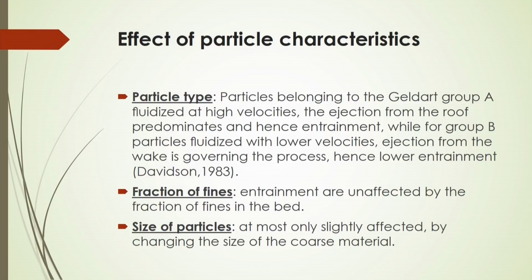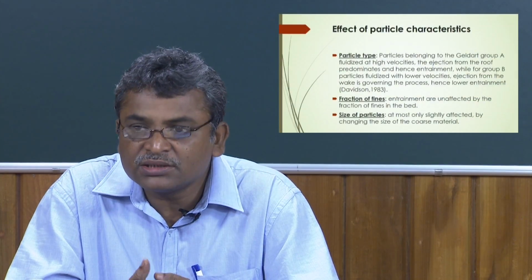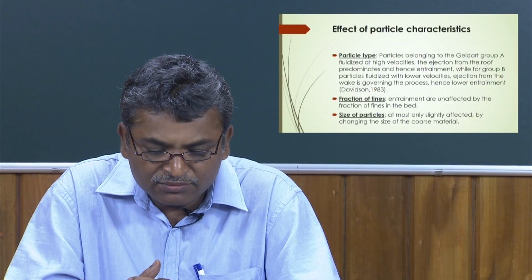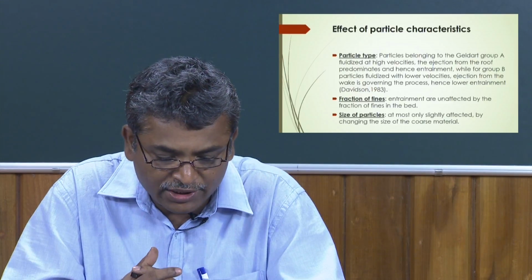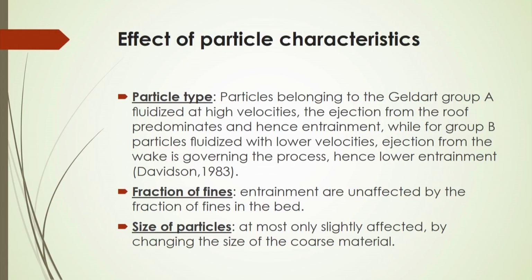Particle type: is there any effect of particle type? That means, if you are using sand particles or glass particles or some other coal particles, you can see that there will be some change in the entrainment rate. The particles belonging to the Geldart group A, of course that is size, fluidize at high velocity, and the ejection from the bubbles predominates, hence entrainment, while for group B particles fluidized at lower velocities, ejection from the wake is governing the process, hence lower entrainment there.